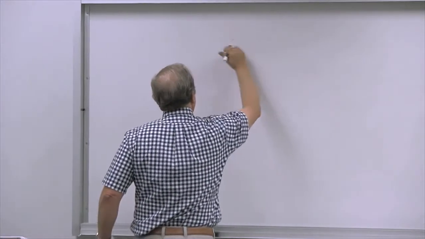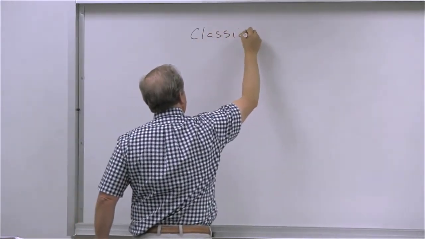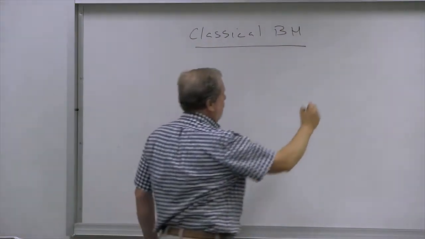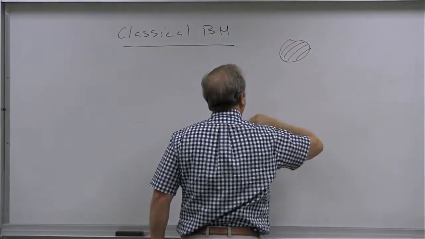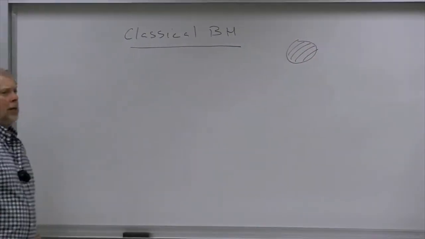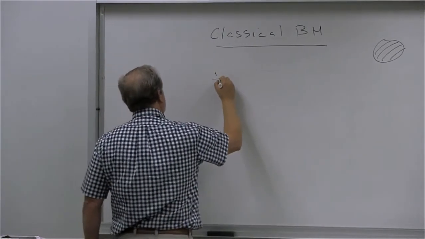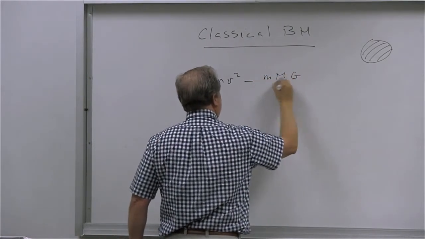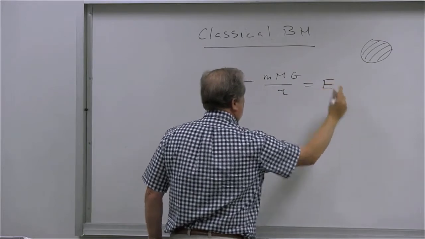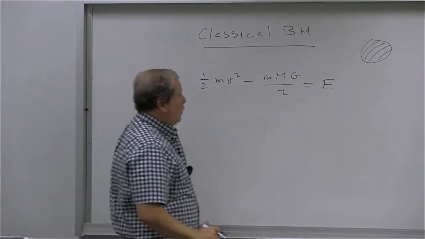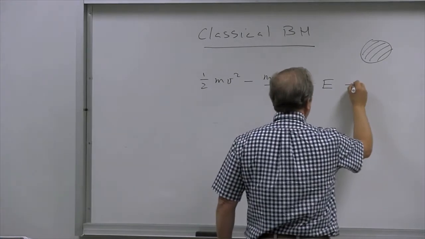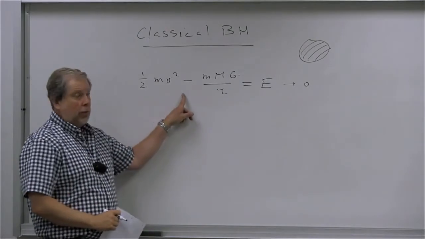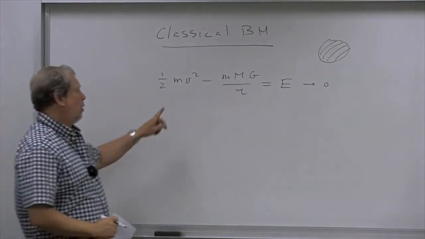And so a classical black hole, right, is something that you can consider because you consider an object that is very massive, right? And then you write down basically Newton's equation or conservation of energy, right? So 1/2 mv squared minus m times capital M times G divided by r is equal to the total energy, right? And so now you want to consider a situation where the energy is zero because you look at a situation where the particle escapes at infinity with the velocity which is zero.